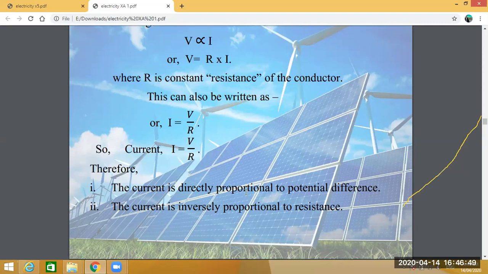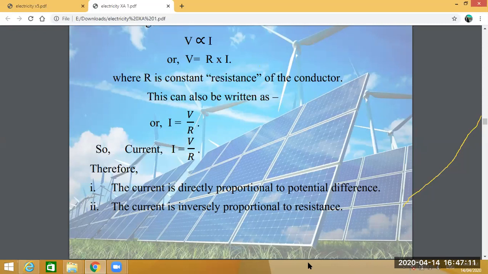Now, another aspect: keeping V constant, if you make the potential constant, then the current is inversely proportional to resistance. More is the resistance, less will be the current, provided V is kept constant. So these are the two aspects of Ohm's law.